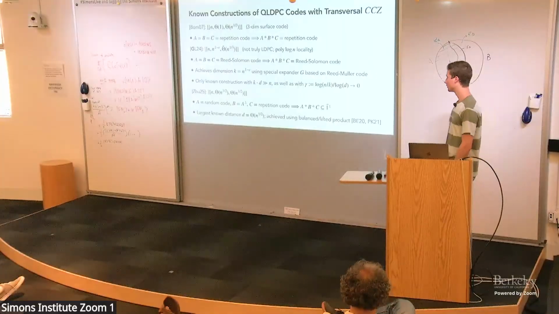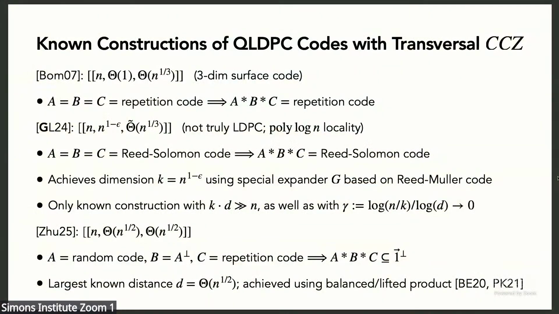But Guan Yu also, to get these parameters, sticks in a balanced product. One of these two tensor products he uses as a balanced product instead. And that's how he gets distance n to the 1/2, which is better than any of the other constructions.